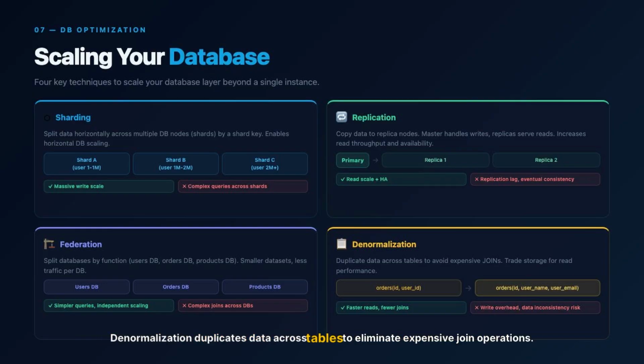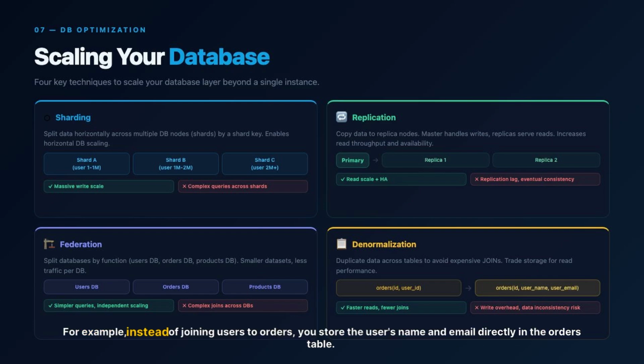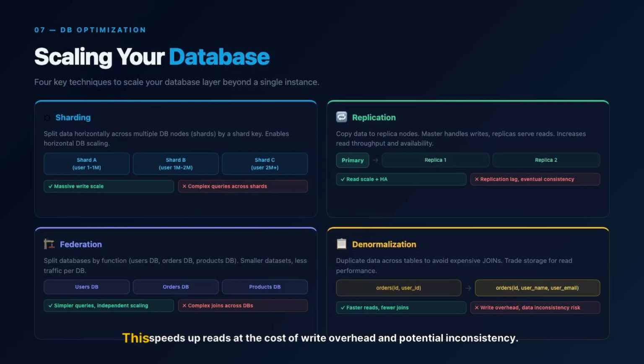Denormalization duplicates data across tables to eliminate expensive join operations. For example, instead of joining users to orders, you store the user's name and email directly in the orders table. This speeds up reads at the cost of write overhead and potential inconsistency.